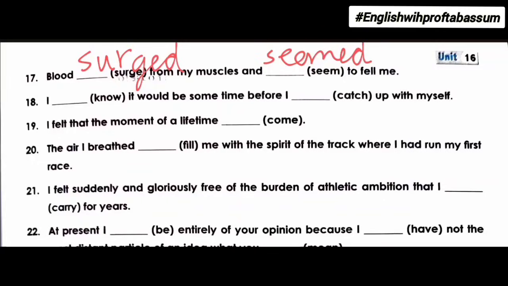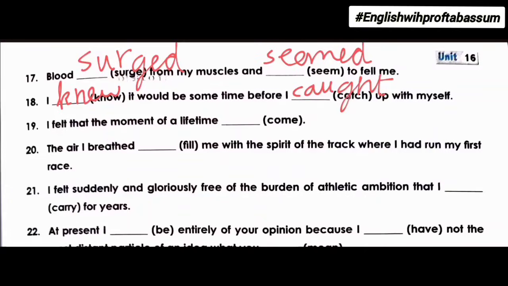Next one: I (know) it would be some time before I (catch) up with myself. Again the narration is in past tense, so we apply the rule of simple past tense. It means the bracket words will change to past tense: know will change to knew and catch will change to caught. So the answer is: I knew it would be some time before I caught up with myself.